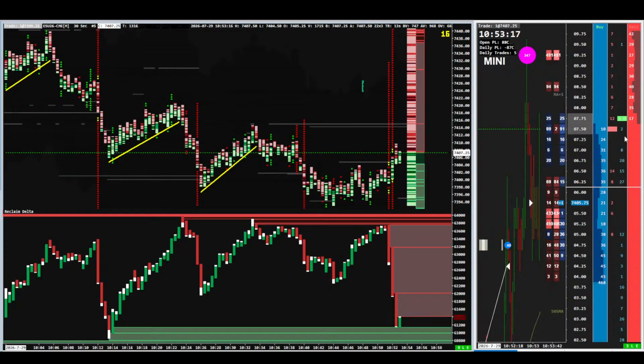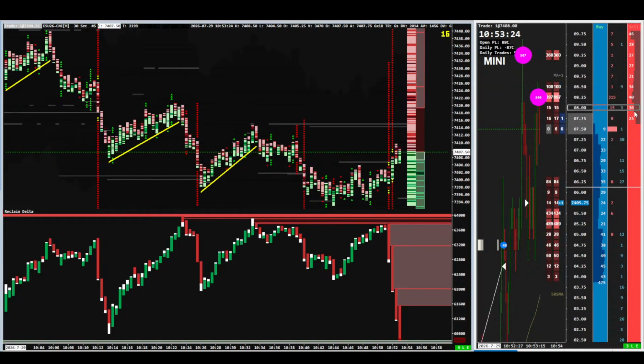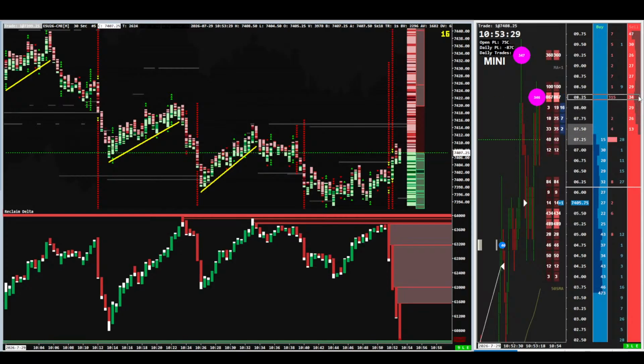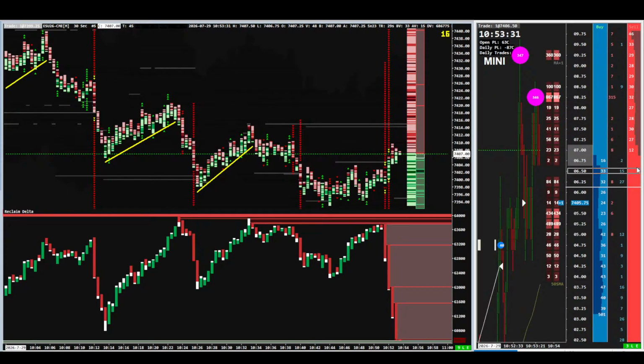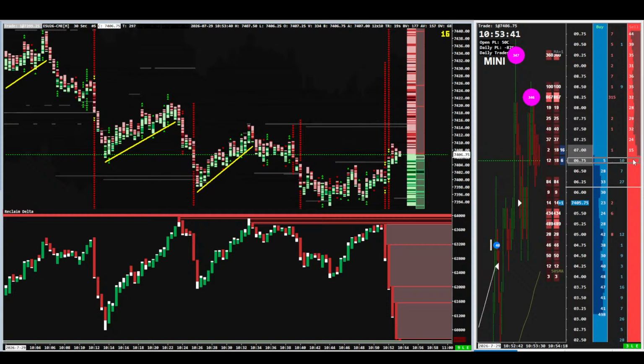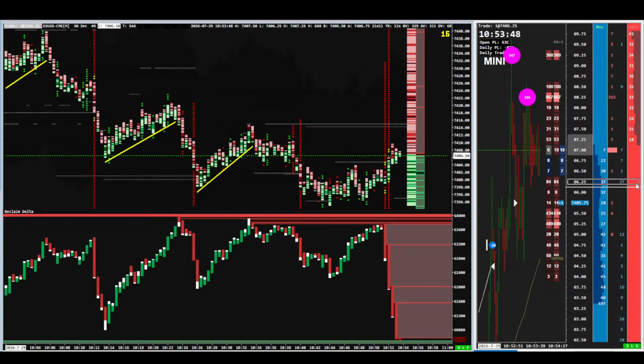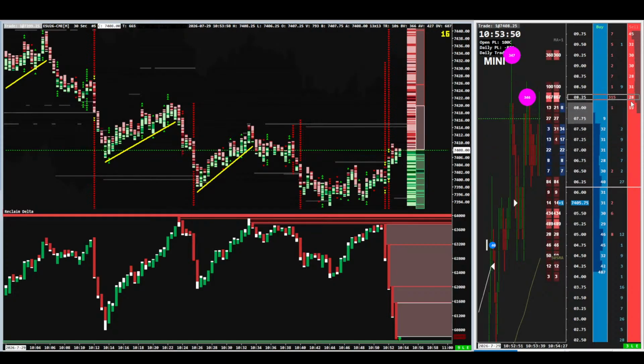Are they going to defend it? Holy shit. There's something going on where these offers are really not here. Yeah, this is a huge change in character, I don't know. Price just does not want to trade any lower.